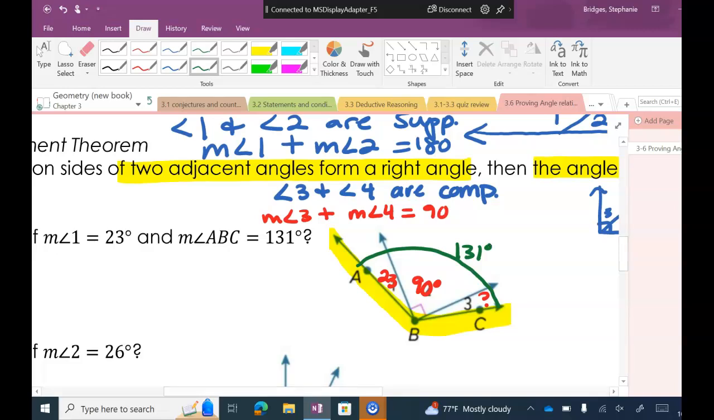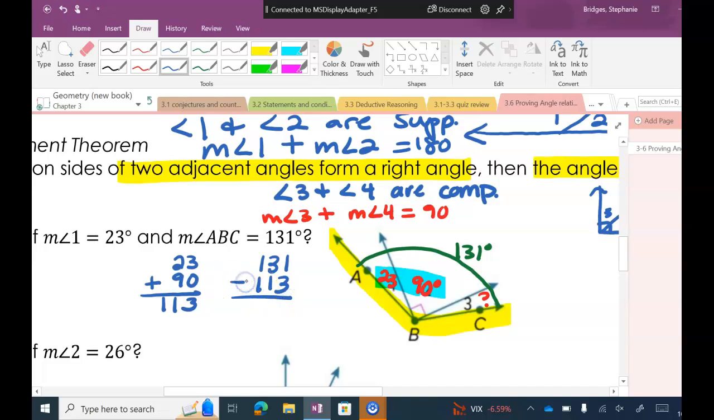So how could I find angle 3? Yeah, I'm going to subtract, but in order to do that, to save myself a little bit of time, would it make sense to add these two small ones together first? Okay, so let's do that. Let's add 23 and 90. That gives me 113. And then I'm going to take and subtract that from how much? 131. I'm going to subtract it from the whole. Okay, so 131 minus 113.